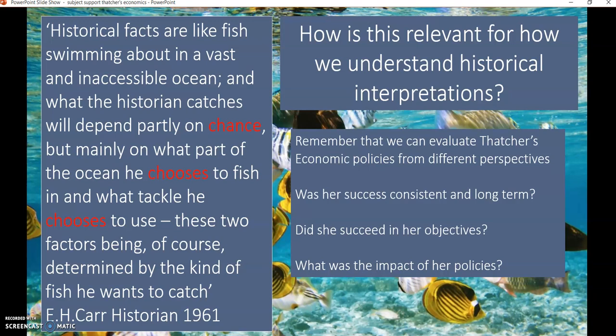Also, how are we evaluating her success? Are we judging her by her own objectives, or are we evaluating them in terms of the impact of her economic policies on different groups in society? Because if I choose to think about inflation figures, then I might say, well, yeah, she had a lot of success. But if I then look at unemployment figures, it would suggest she didn't have that much success. So the historian will reach different conclusions based on the evidence that they are grabbing out of that ocean.